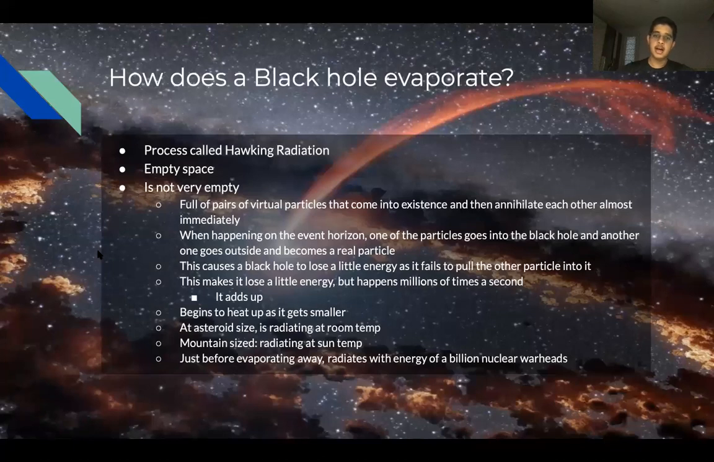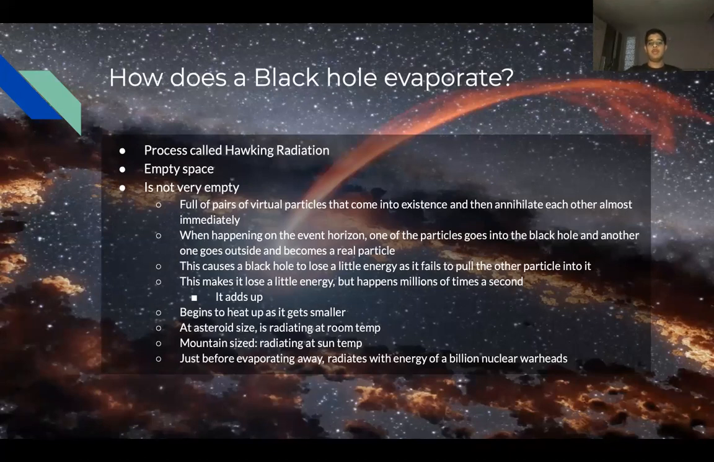Black holes can die. More specifically, they evaporate. How? This is very confusing and delves into quantum physics. I've tried to simplify this for you, but feel free to stop me at any point. This is still very confusing. The process is called Hawking radiation, named after the late great scientist Stephen Hawking. Now then, in order to understand Hawking radiation, we need to understand empty space, because it's not very empty.